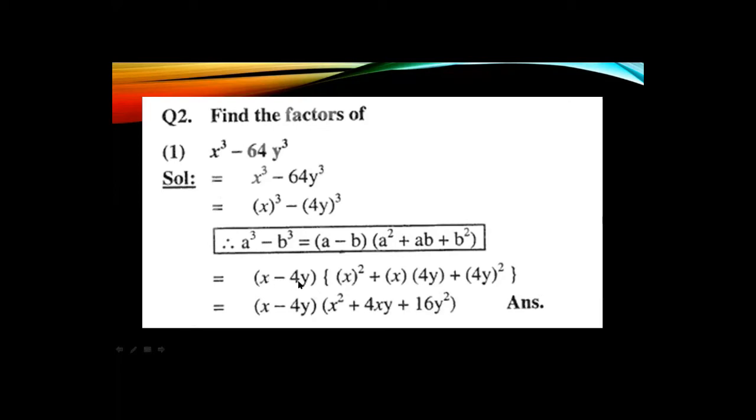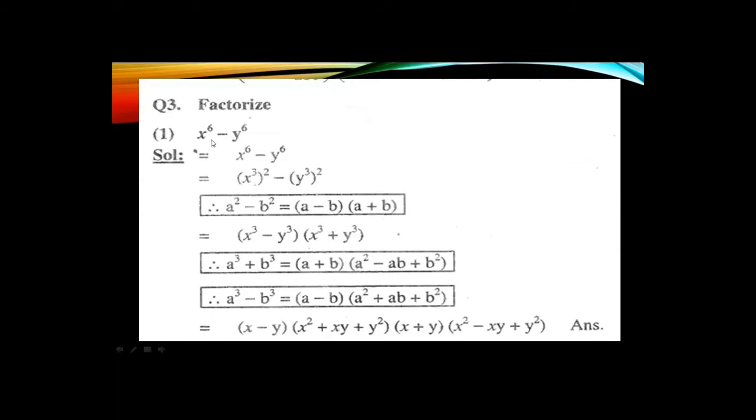This is simple: a minus b means x minus 4y. In the second bracket there is some simplification required. x square, just remove the bracket and write x square, and when you multiply x with 4y you will get 4xy, plus the square of 4, which is 16y square. Now this is the answer. This is the answer of question number 2, part 1. This is the difference of two cubes.